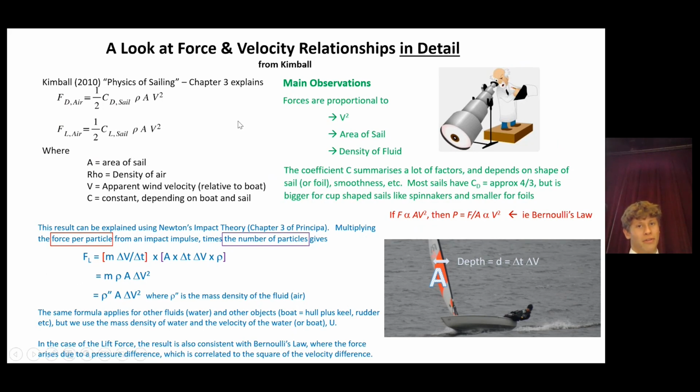You can see that the forces are proportional to the velocity squared, the area of the sail, and the density of the fluid. Because of this, there is also a coefficient C, which varies with sail size. The average is about 4/3, but a bigger sail has a bit more than 4/3, and a smaller sail a little bit less than 4/3.